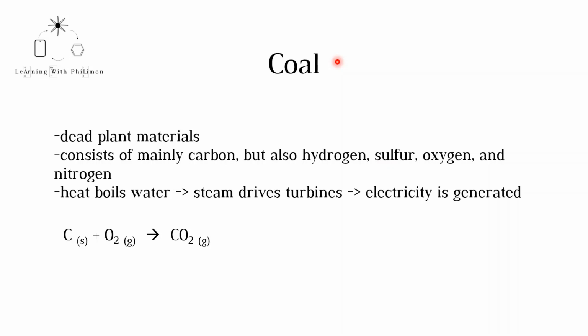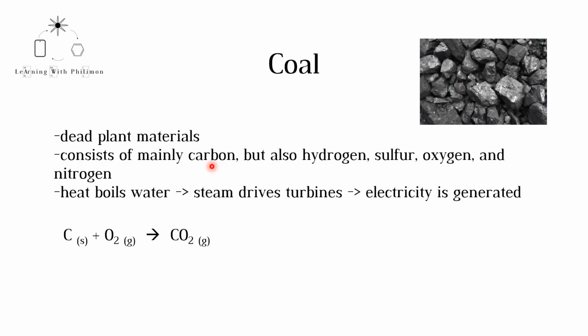Coal is formed from dead plant materials. As the plant materials are buried underground, the heat and pressure transform them into their constituent elements over millions of years. Coal mainly consists of carbon, but also of elements such as hydrogen, sulfur, oxygen, and nitrogen. As seen in the picture, coal is a solid of dark color. If you study biology, you know that living organisms consist mainly of the aforementioned elements.